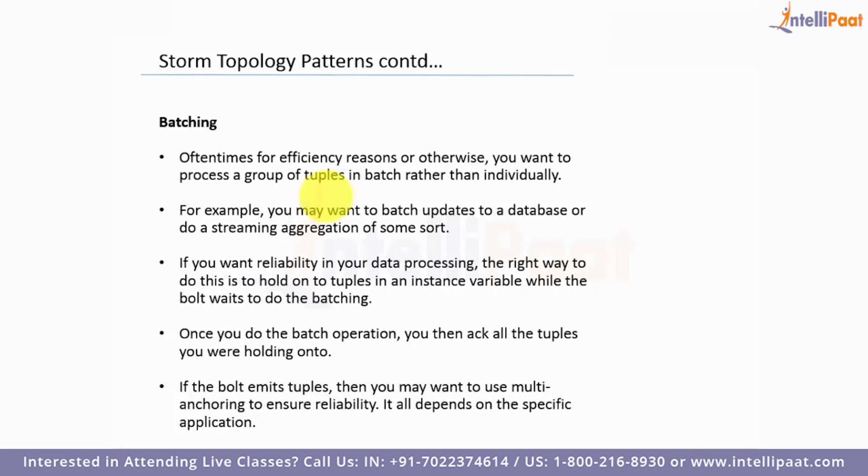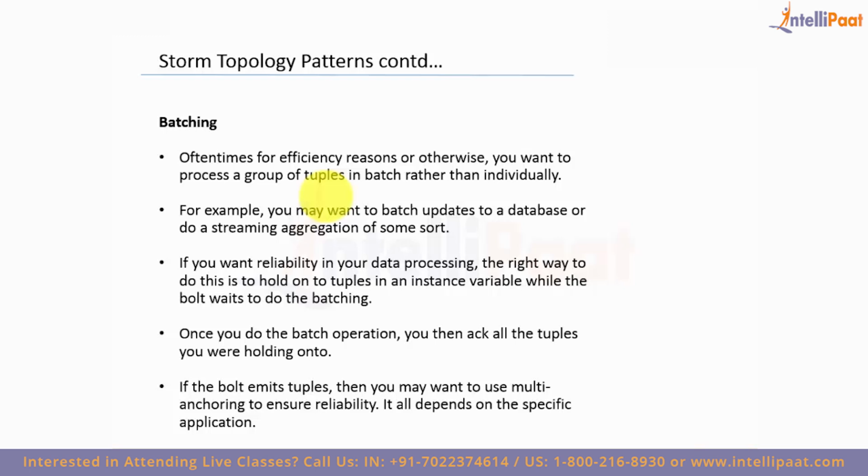This is a batching way of doing the transformations, and this is the second topology pattern that we are discussing. Another example is, for example, you may want to batch updates to a database or do a streaming aggregation of some sort. If you want reliability in your data processing, the right way to do this is to hold on to tuples in an instance variable while the bolts wait to do the batching. So until and unless I have all the desired tuples for the aggregation, I can actually club them in the stream and then can serve them to the bolts for all the batching processing.